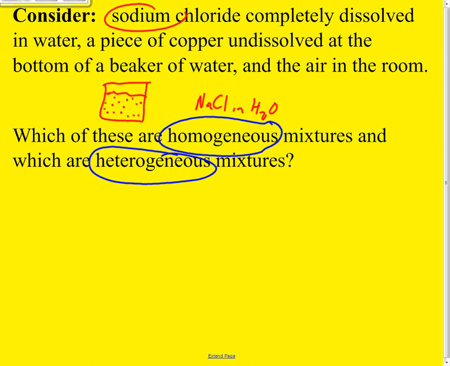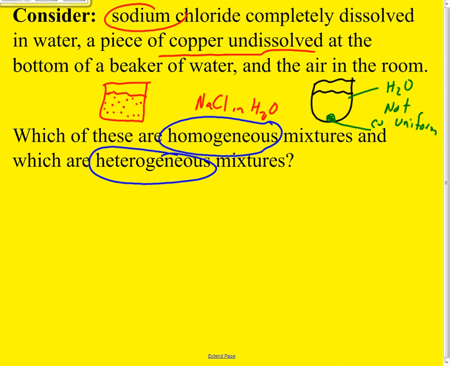How about a piece of copper undissolved at the bottom of a beaker? Okay, so let's go with a different color here. Now I have another beaker. I've got some water in it, and I have a chunk of copper at the bottom. Now, if I take a drink at the top and a drink at the bottom, do I get the same thing? No. If I get a drink at the top, I only get water. Drink at the bottom, I might swallow the copper. So that would indicate that this is not uniform. And if it's not uniform, that would mean it is a heterogeneous mixture. Copper in water is a heterogeneous mixture.